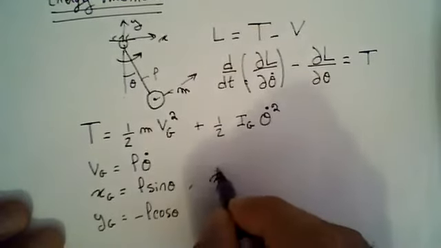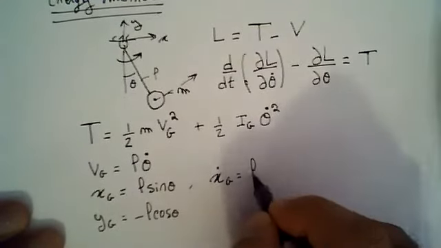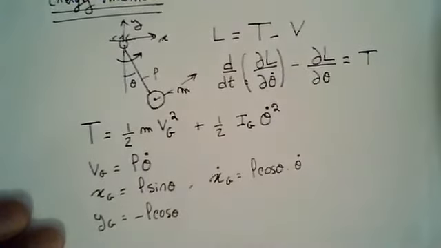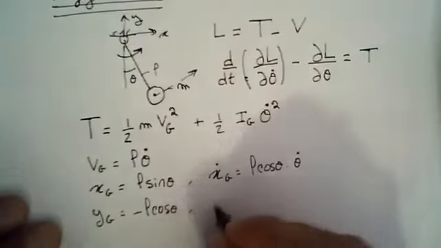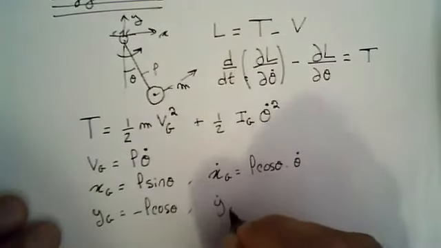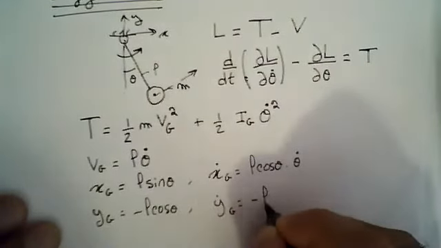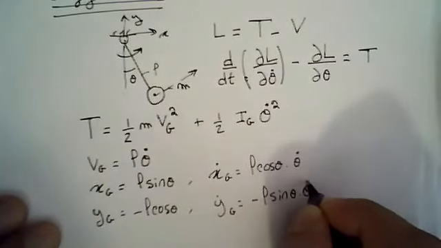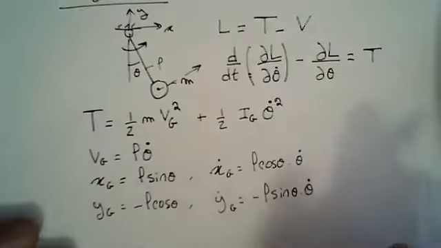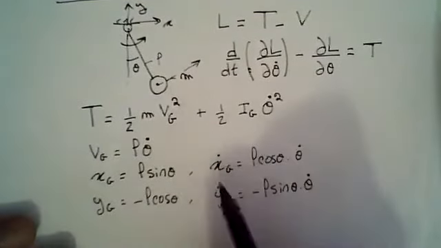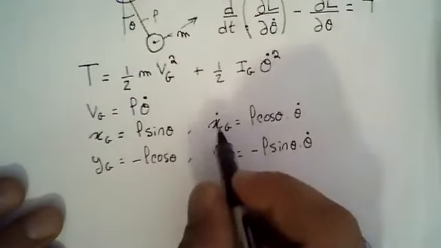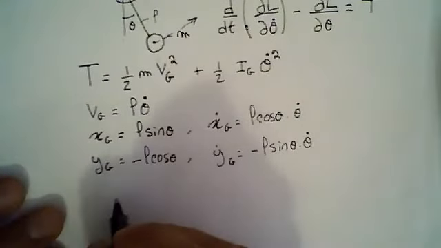Now, what is x prime of G? It is going to be equal to L cosine theta multiplied by theta prime, right? Now, how about y prime G? It is going to be equal to minus L sine theta multiplied by theta prime. So how do I find the velocity? It is simply the square root of x prime G squared plus y prime G squared.